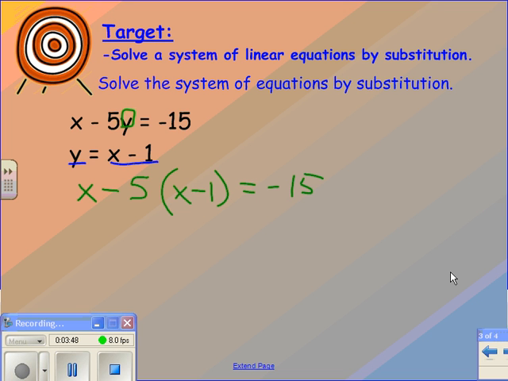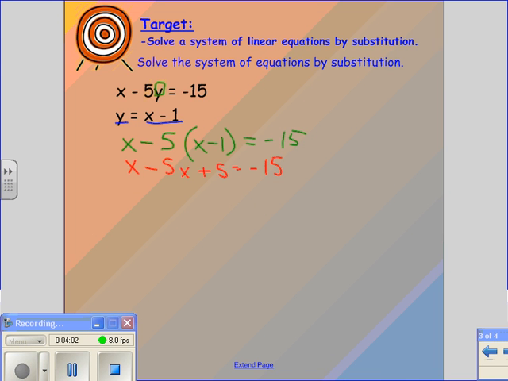So the first thing we have to do, of course, is to distribute that negative 5 to both the x and the negative 1. So we have x minus 5x plus 5 equals negative 15. So now let's do a little combining like terms here, and we have x minus 5x is negative 4x plus 5 equals negative 15. I'm always trying to isolate that variable. That's my goal in every solving of an equation. So let's get our constant over on the right side by subtracting 5 from both sides, and we have negative 4x equals negative 20.